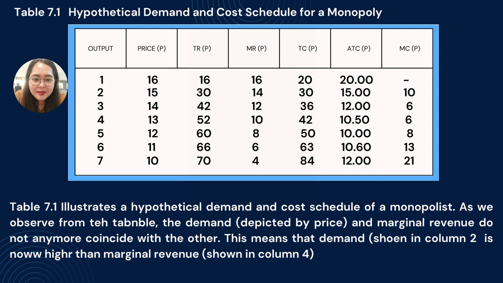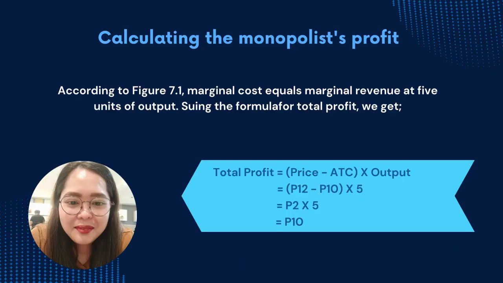Under a monopoly, the demand or price and marginal revenue schedules are no longer equal. So how to compute the monopolist profit? According to figure 7.1, marginal cost equals marginal revenue at 5 units of output. Showing the formula for total profit, we get total profit equals price minus ATC times output.